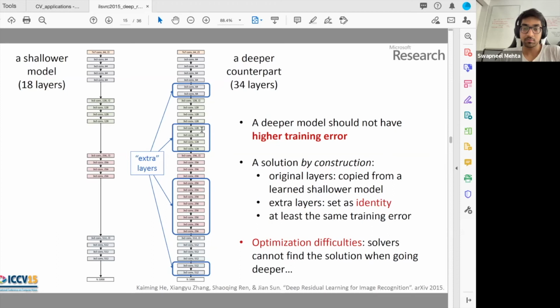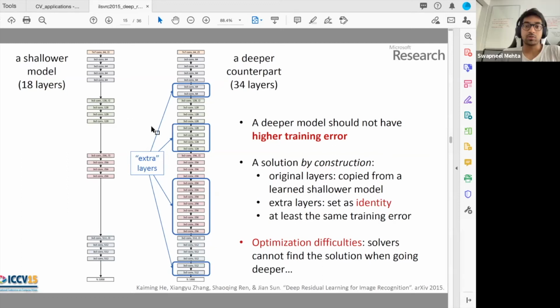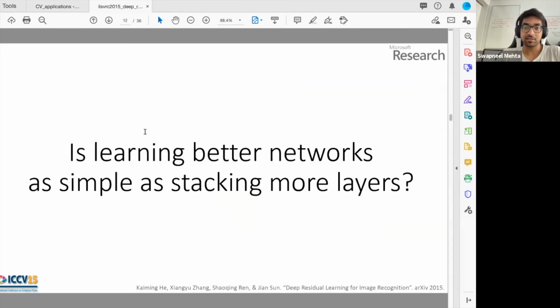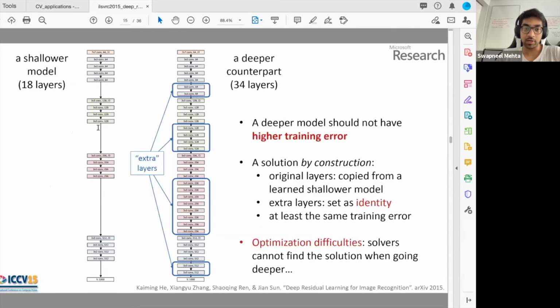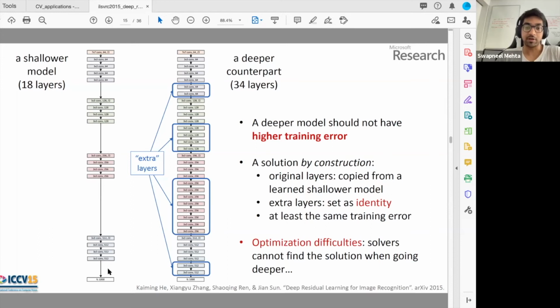Okay, yeah, I got your point. But why is that needed then? Right. So the reason I said that is, the question they started with asking is this, right? Is learning better networks as simple as adding more layers? So if you add two layers to this network, you still have this entire network that you can learn with two more layers in theory, correct? Yeah. If those two layers are set to identity maps, it reduces to this original network. Is this fair?